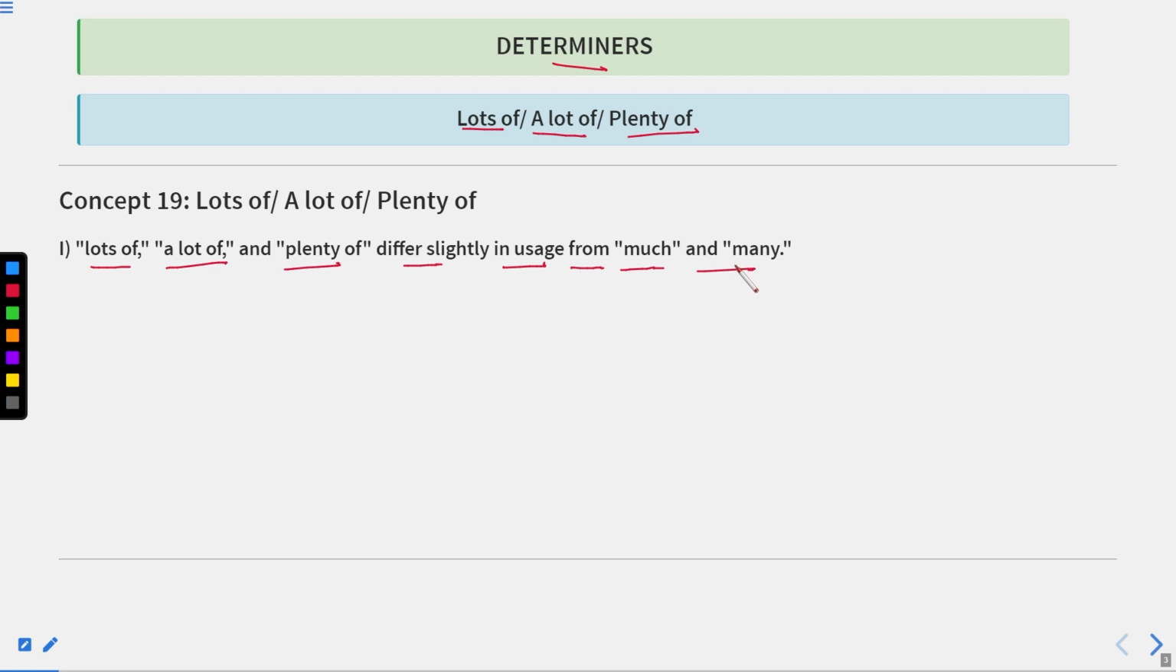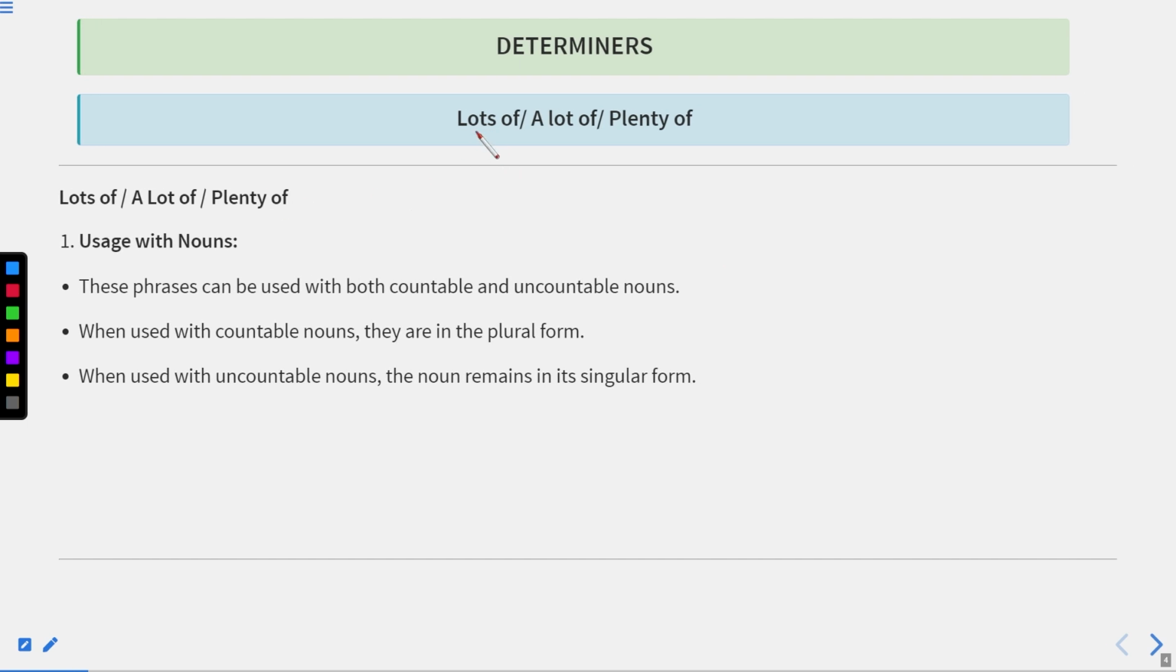How? Let us discuss them. First of all, let us have a look at the meaning of lots of, a lot of, and plenty of. Usage with nouns: these phrases can be used with both countable and uncountable nouns. As we did in much and many, we used one word for the countable and another for the uncountable noun. Whereas if we talk about these three determiners, the same determiner can be used in both the manners, with countable noun as well as uncountable noun.